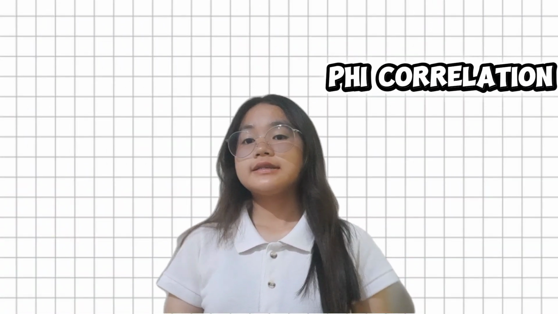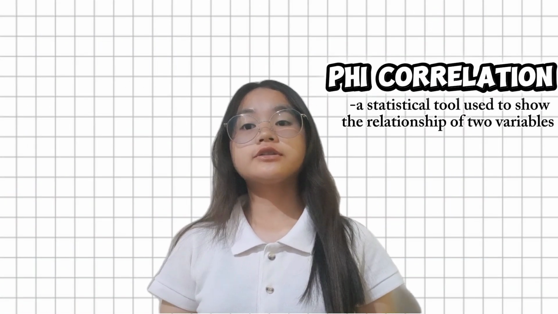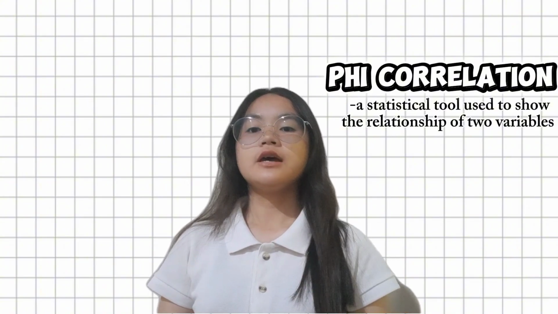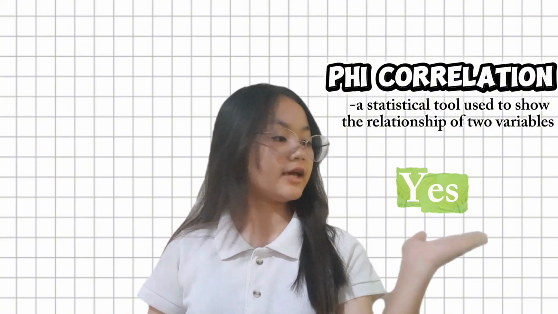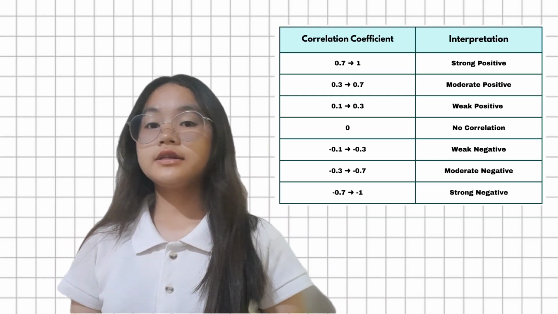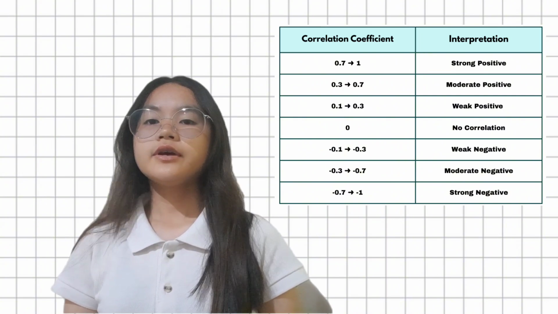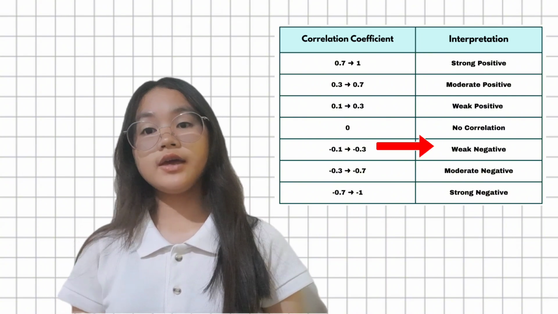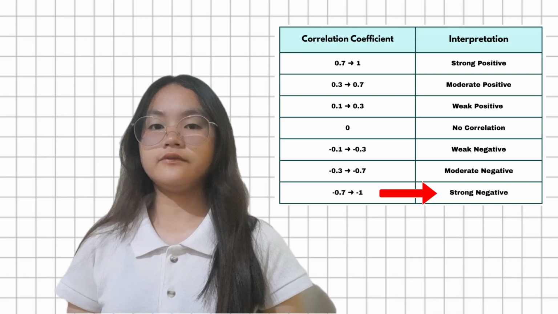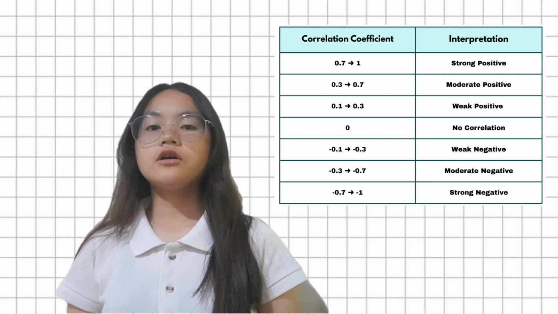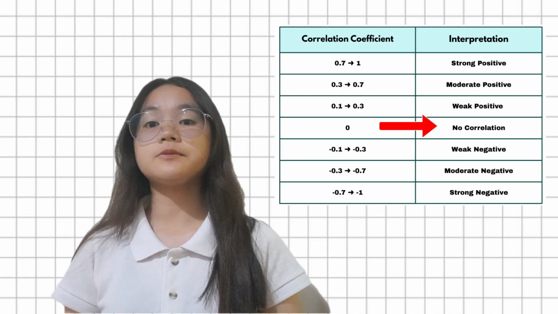Okay. Phi Correlation is a statistical tool used to show the relationship between two variables that have only two choices such as yes or no. You can see in this table whether it is weak, moderate, or strong positive. You can also identify here whether it is weak, moderate, or strong negative. This table can also help us to know if there is no relationship after all. In this way, Phi correlation helps us to explain if two yes or no variables are connected.